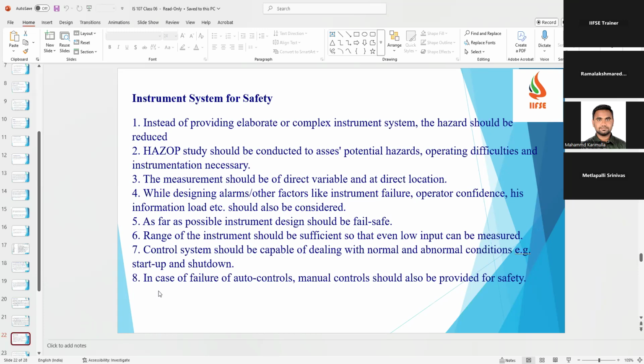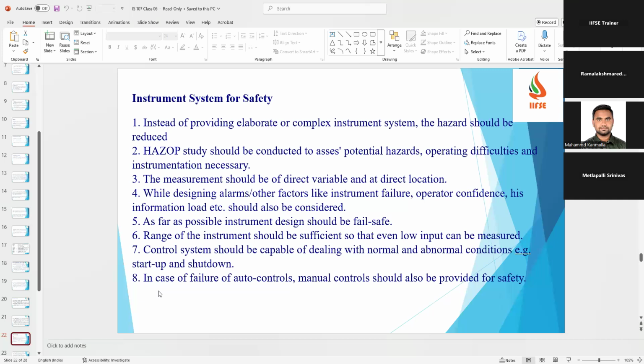Range of instrument should be sufficient so that even a low input can be measured. Sometimes what will happen, your pressure gauge will be having a range from 10 to 50 kg. So beyond that, for any low pressure, your instrument can't give any reading. So the range of instruments also should be properly selected. Then the control system should be capable of dealing with all normal and abnormal conditions, startup and shutdown procedures. In case of any failure of auto controls, manual control should also be provided for safety. So this is also very important.